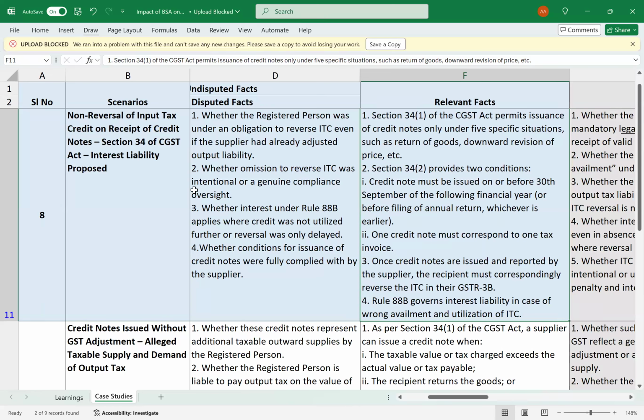Yeah. My point was, the department is alleging that you have not reversed the credit, so you are liable to reverse the credit. So here, should we straight away open our books of accounts and convince them, or should we ask them to support the allegation with certain evidence? I think you can give 3B only.